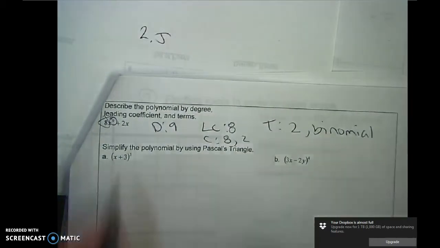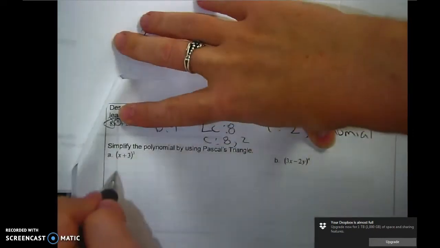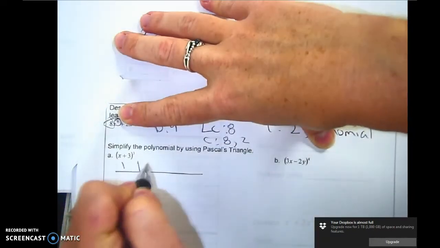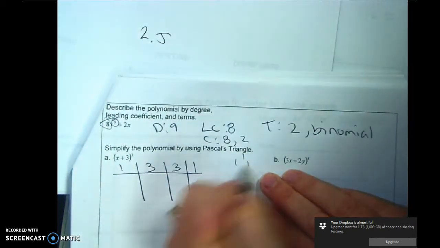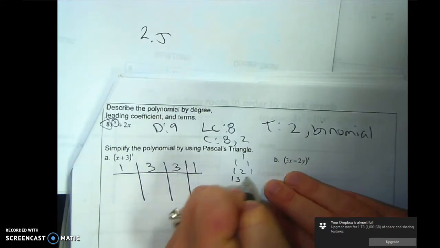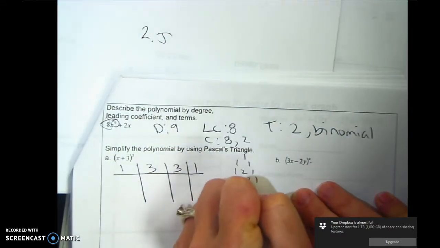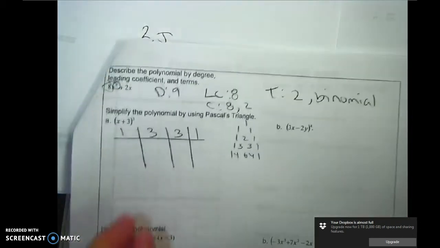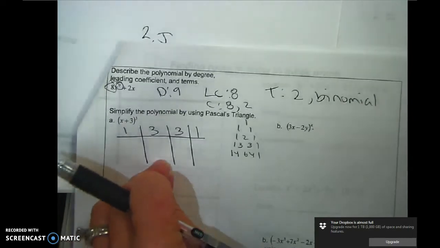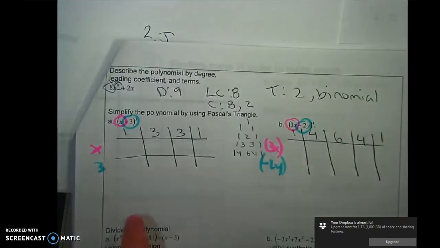All right, simplify the polynomial using Pascal's triangle. So I know that in Pascal it's 1, 3, 3, 1. If I didn't know that, I would go 1, 1, 1, 1, 2, 1, 1, 3, 3, 1. And since I know for the next one I have to go to the 4th power, I'll do that one right now. I'm going to pause it real quick and fill out the boxes for this and the boxes for this, and then come back.